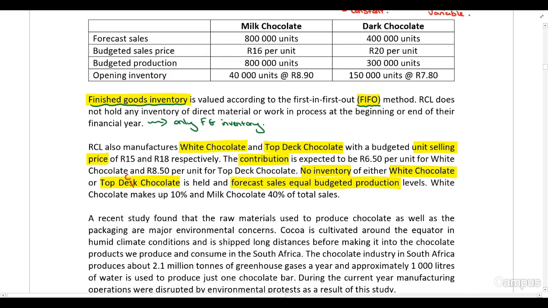Okay, but let's just analyze this. You're told that they don't hold any inventory of white chocolate or top deck chocolate. So whatever they produce, they sell. Production is equal to sales. So above, where we said they only have finished goods inventory, that obviously only relates to milk chocolate and dark chocolate, because we are specifically told for white chocolate and for top deck chocolate, they don't hold any inventory. All right. White chocolate makes up 10% and milk chocolate 40% of total sales.